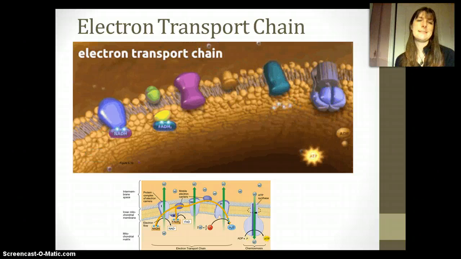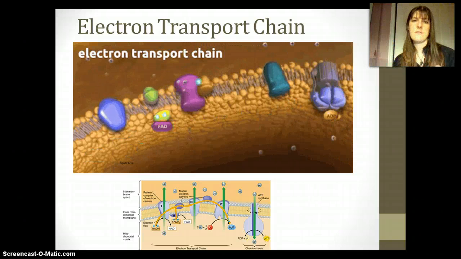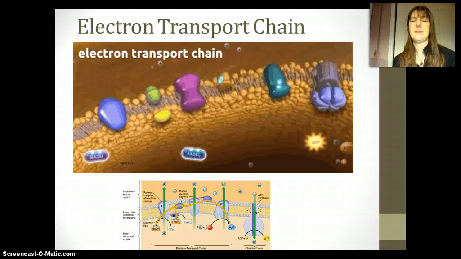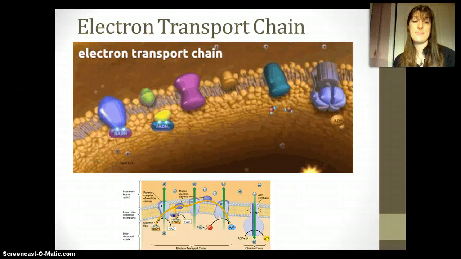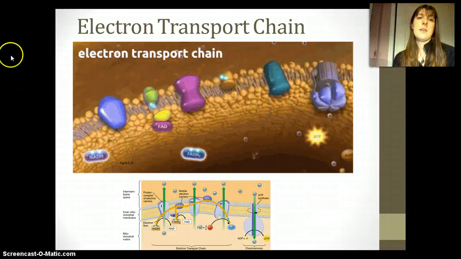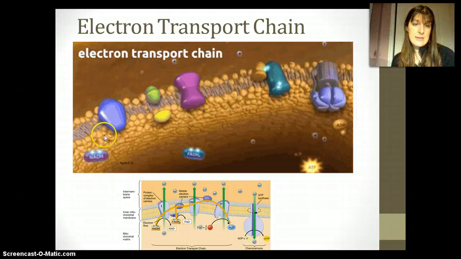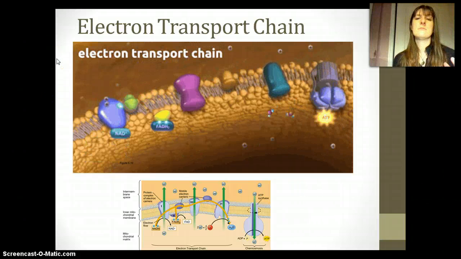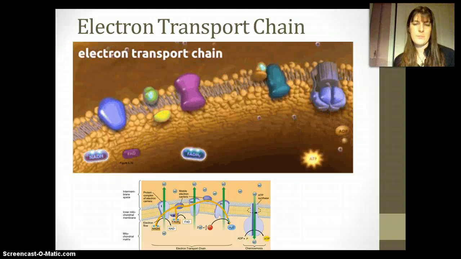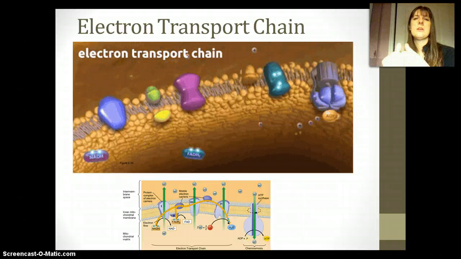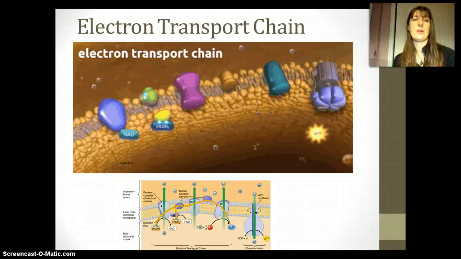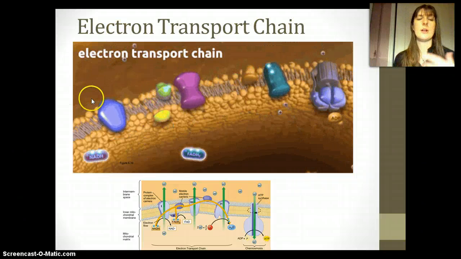Well, they're going to go to our last step, which is where most of the energy is made. Almost all the ATP is made in the electron transport chain. Here's how it works. There are different proteins that have different amounts of liking for electrons. Those that most strongly like electrons occur at the end, and those that like them less occur at the beginning.